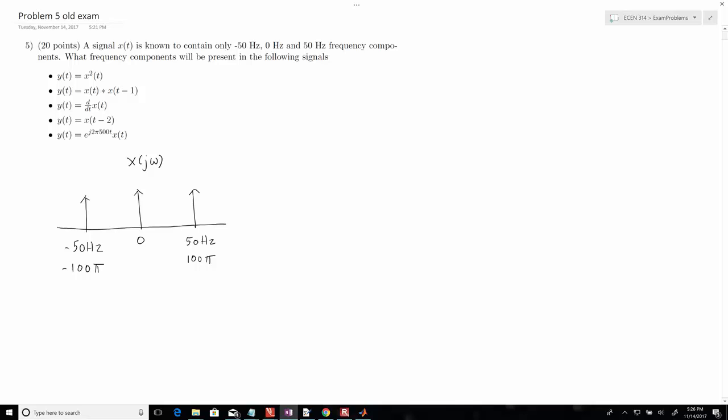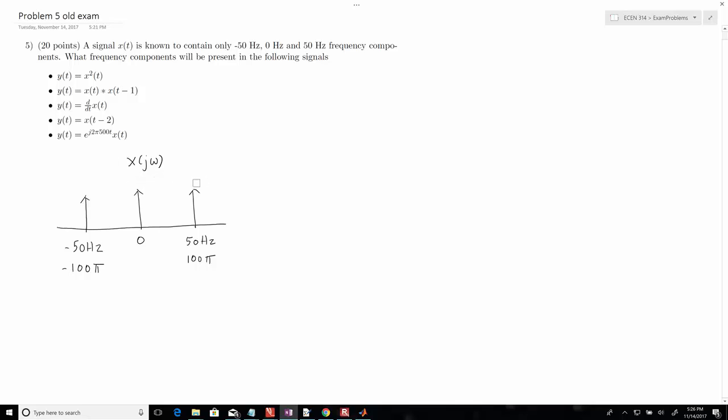And then in part A, we're asked what are the frequency components that are present in x squared of t. How do you think we can solve that? Find the inverse transform of what? Of x of j omega. You can do that. Yeah, that's a possibility. That can work. But remember, you don't really know these amplitudes. It probably doesn't matter, but that's one possibility.